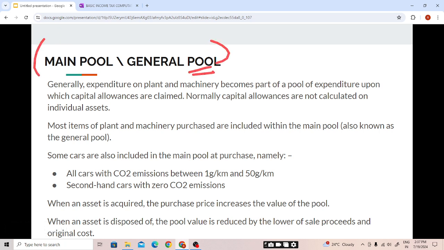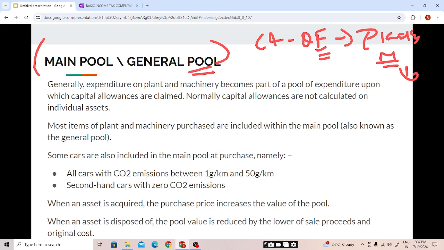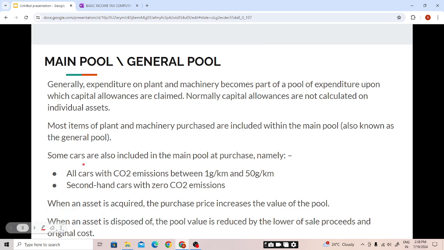Main pool or general pool. Either it will be main or general pool. So students, capital allowance is available on qualifying expenditure, and when we are calculating qualifying expenditure, we need to see whether the expenditure is plant and machinery, and if plant and machinery, we need to decide which category it falls under: main pool, special pool, private asset pool, or short life asset pool. After this, we will be seeing the rules, how we will calculate the capital allowances.